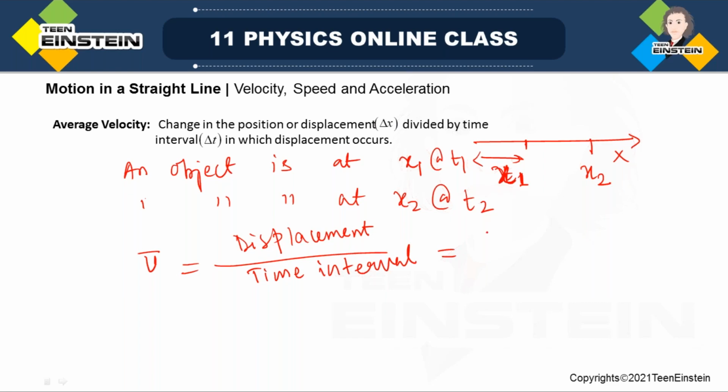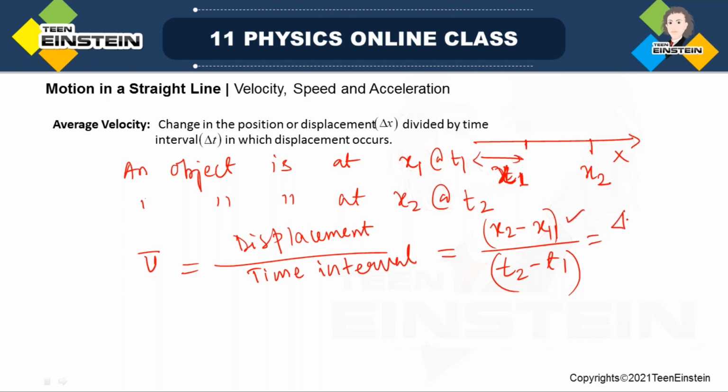So what is displacement? We can write x2 minus x1, and what is the time interval? t2 minus t1. Because we know at t1 the position is x1, and at t2, after some time, its position is x2. So what is the displacement? Final position minus initial position.